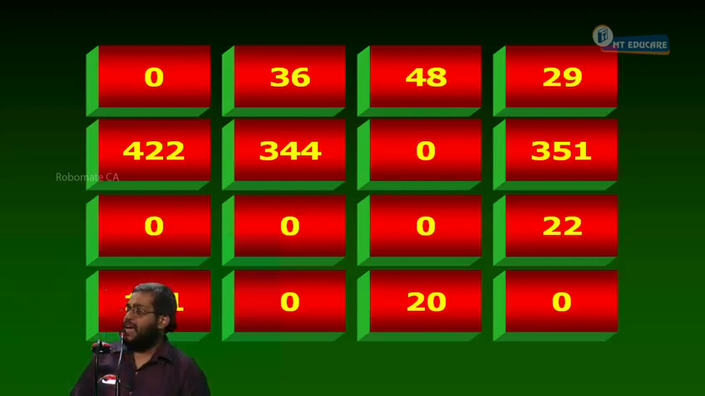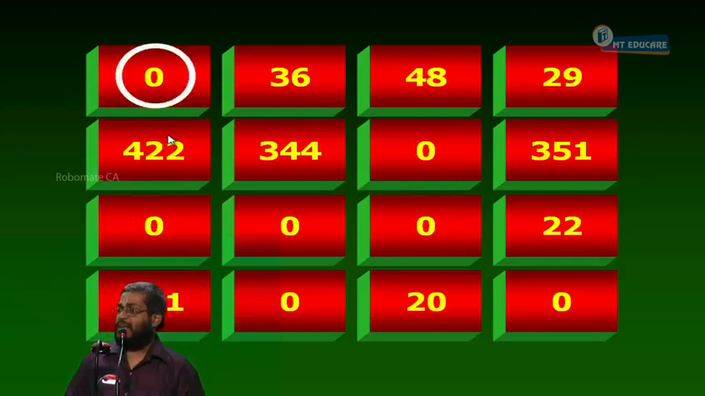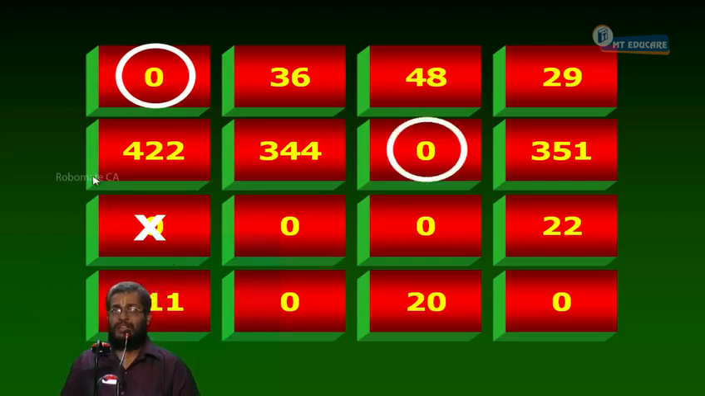First, is there any row with only one zero? Yes. Which row? First row. Make an assignment here. Is there any other zero in the column where it is sitting? Yes. Cancel the zero below it. Is there any row with only one zero? Yes. Second row. Assign in this particular zero. Cancel the zero below it.